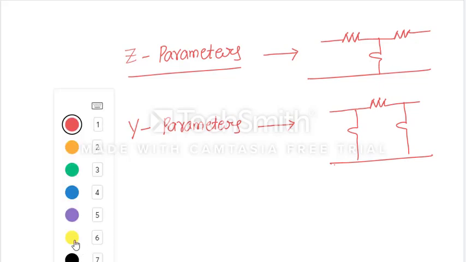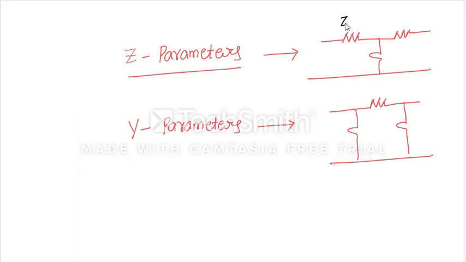And we have seen the conditions here. To find these Z parameters, the condition is that the units must be ohms, and for the Y parameters the units must be mhos.